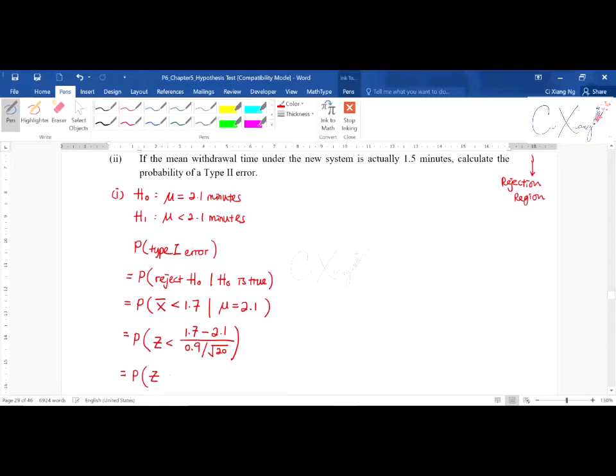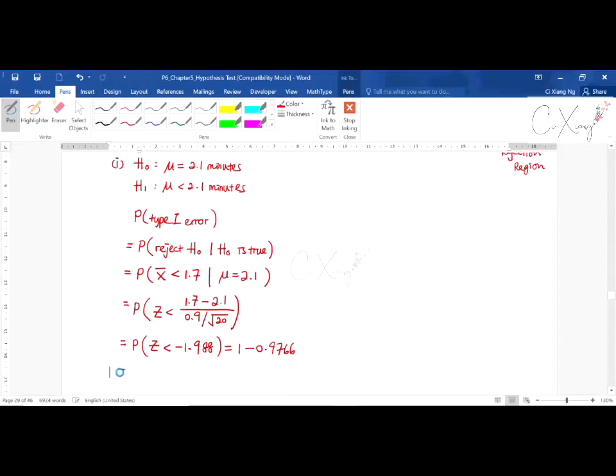So you have Z smaller than negative 1.988. Then you will have 1 minus 0.9766. And eventually the final answer for the type 1 error will be 0.0234. So this is how we calculate the type 1 error when they give you a rejection region.